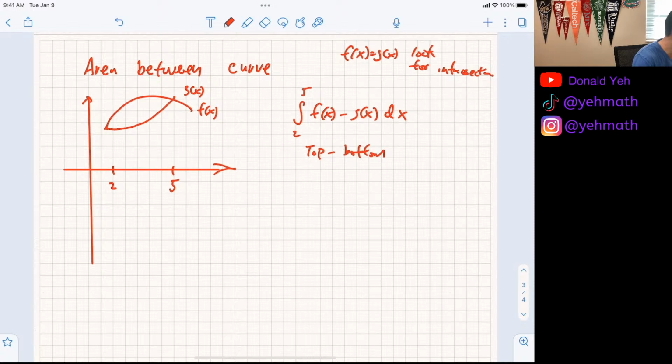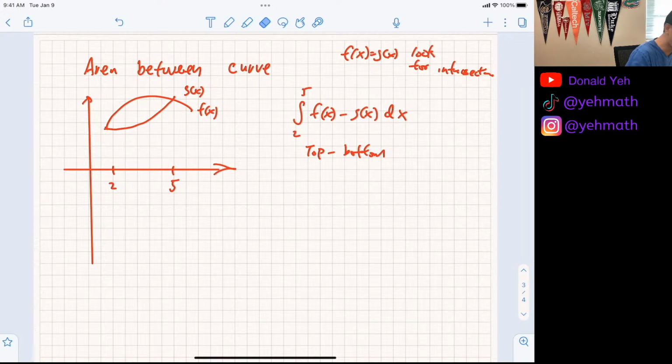I'm not going to teach you how to do everything, I'm just going to give you a small breakdown. Usually you set the top and bottom equations equal to each other, and you'll find out where they intersect. That's going to give you the area between the curves.